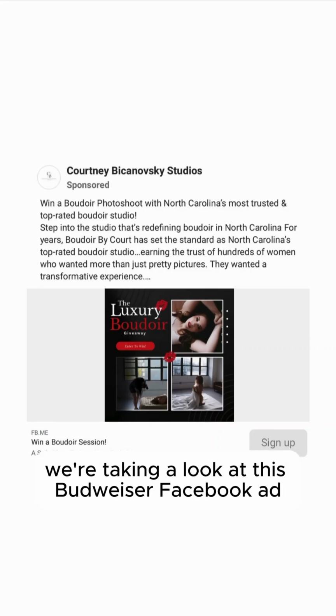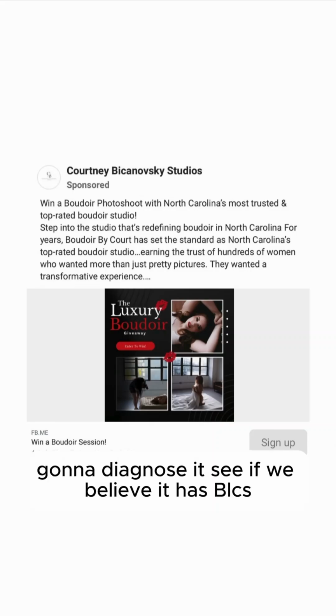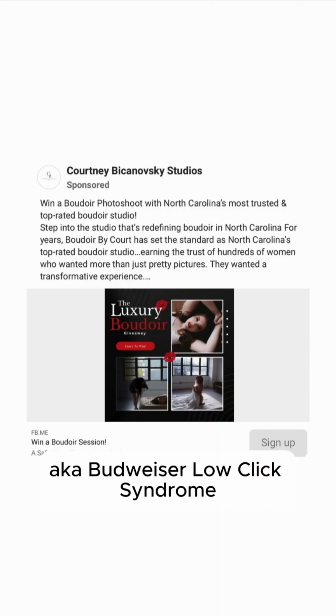All right, y'all, we're taking a look at this Boudoir Facebook ad. Going to diagnose it, see if we believe it has BLCS, aka Boudoir low click syndrome.